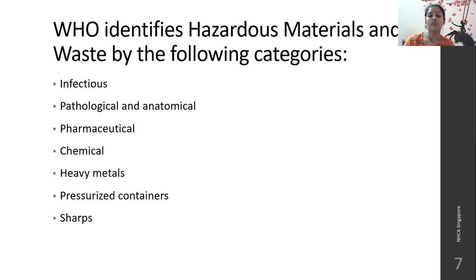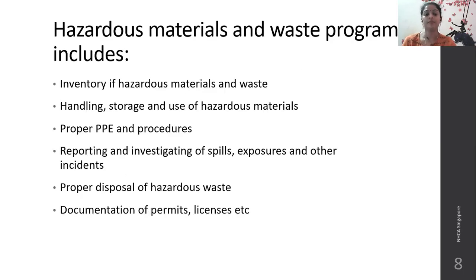So WHO identifies hazardous materials and the waste by the following category: infectious waste that can make sick the other susceptible host, pathological and anatomical items, pharmaceutical items, radioactive items, chemical items, heavy metals, pressurized containers, and sharps. These are the items that are identified by WHO as hazardous material.